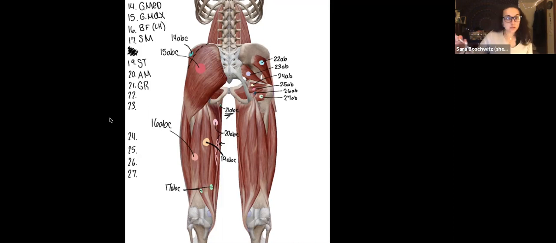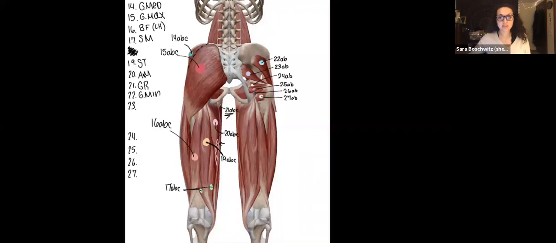All right, hopefully not too many more mishaps here. Now we're going to move over to the right side, our right side. All right, number 22. Number 22 is going to be the Gluteus Minimus. That's going to help with abduction of the hip and medial rotation of the hip.